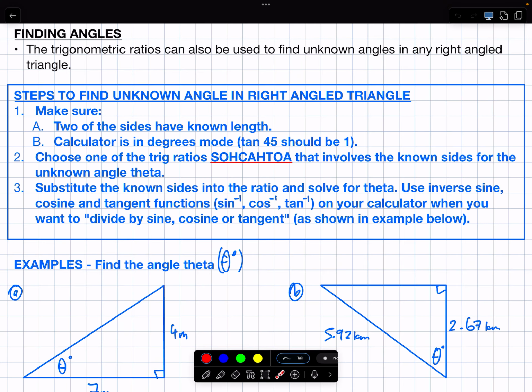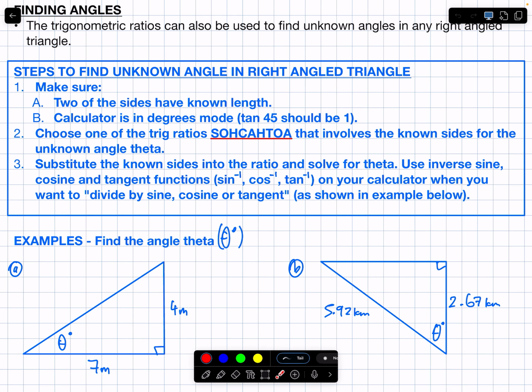Today, so last lesson we found sides. Today we are finding angles. You can use SOHCAHTOA to find unknown angles in any right angled triangle. These are your steps. Step 1, make sure you have two of the sides. You know how long they are.